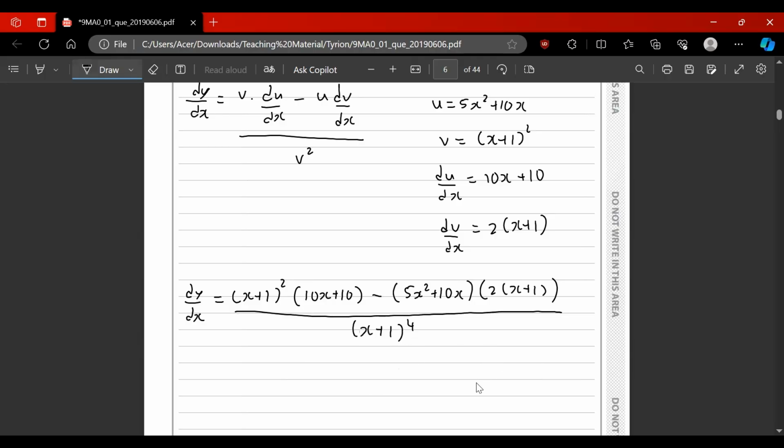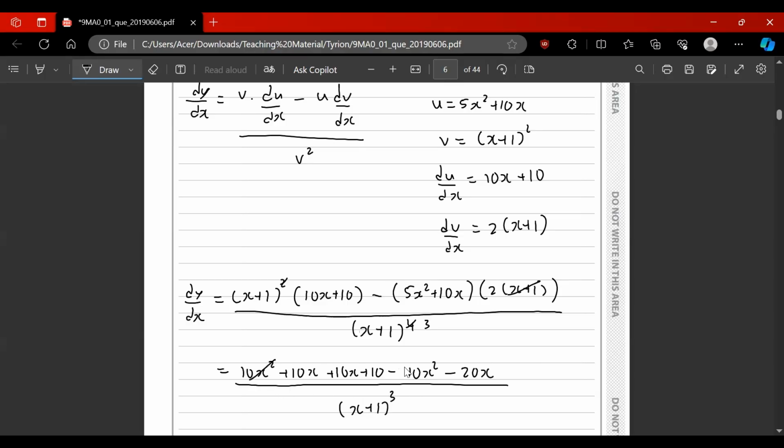So you might notice that x plus 1 occurs in all three terms of this expression. So you can actually get rid of it. This becomes 3. So you can simplify. So now you can expand the numerator here to get 10x squared plus 10x plus 10x plus 10 minus, over here we'll have 10x squared plus 20x. Whole thing over (x plus 1) to the power 3.